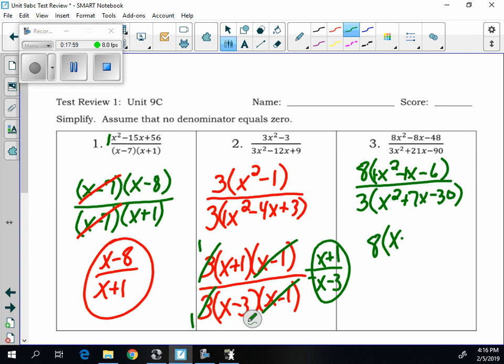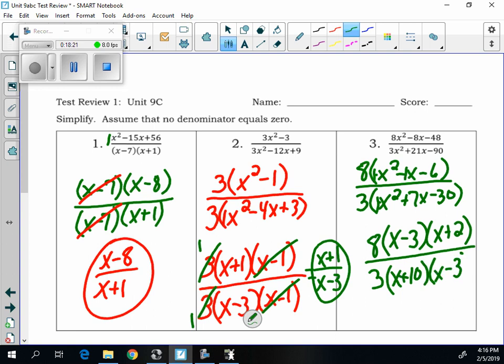The denominator, again, it's the same scenario, it's a quadratic, and it's a trinomial, 3 terms. A term is 1, so you do what two numbers multiply to c that add up to b, and that's x plus 10 and x minus 3. Now everything's factored. You look to see what you can simplify. 8 and 3 does not simplify. X minus 3 will simplify out. And what's left is 8 times x plus 2 over 3 times x plus 10. Nothing else can get simplified. That's the final answer. Moving on.